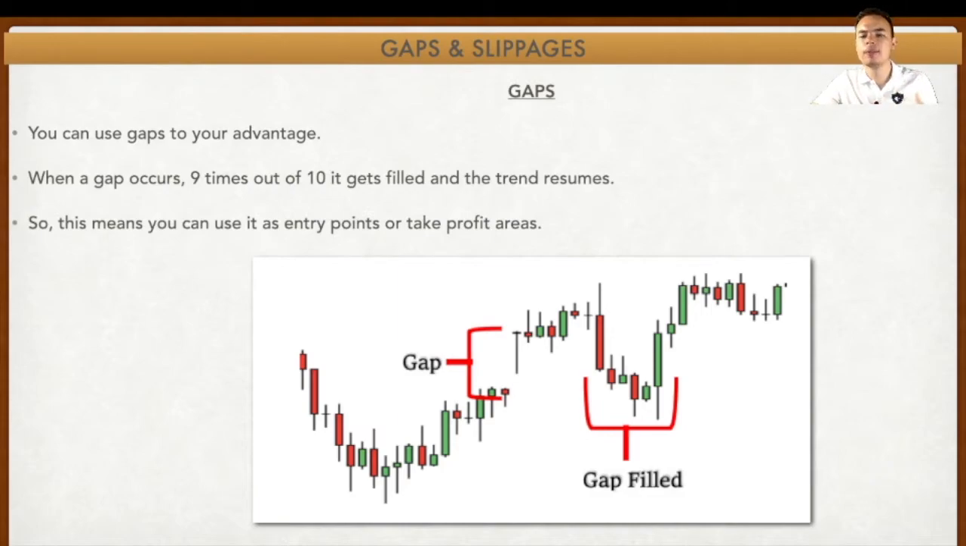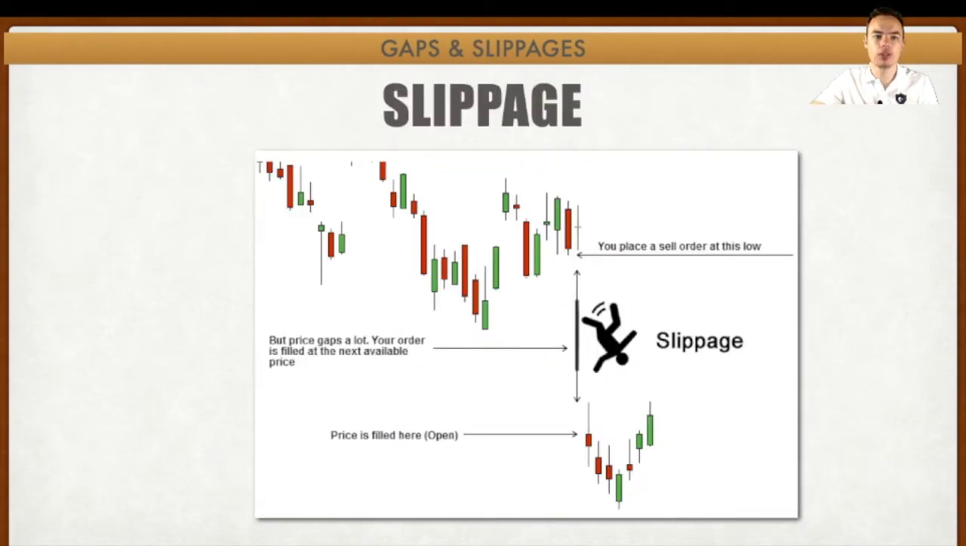You wait for the retest, put your Fibonacci, put your market structure, you wait for a candlestick confirmation, and then boom, you enter. So that's how you can use gaps to your advantage.